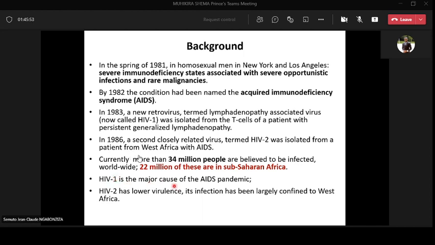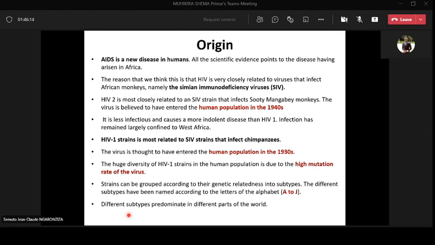So HIV-1 is the major cause of AIDS. HIV-2 has lower virulence. Its infection has been largely confined to West Africa. That is its focus; it has not been seen much elsewhere, although it spreads like HIV-1. HIV is a new disease and is thought to originate from Africa.